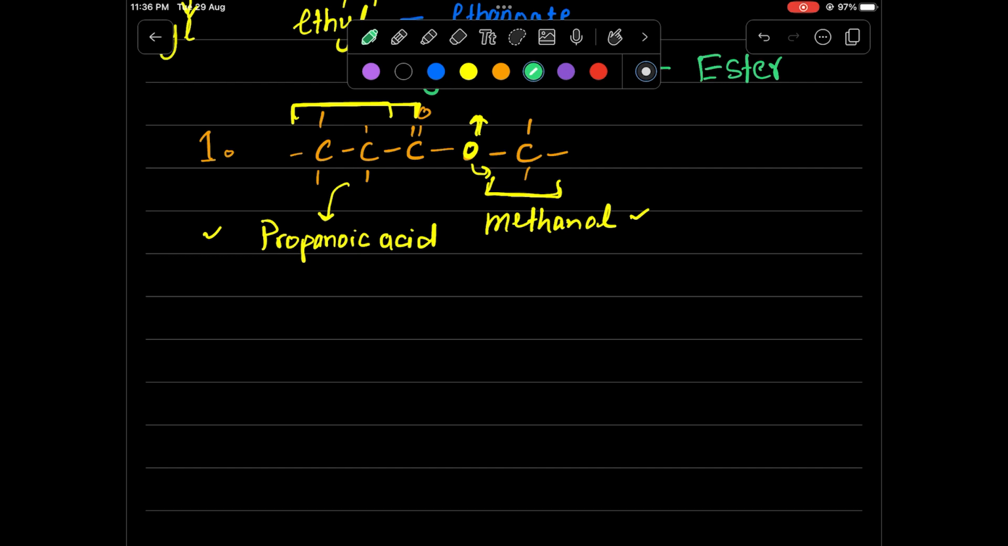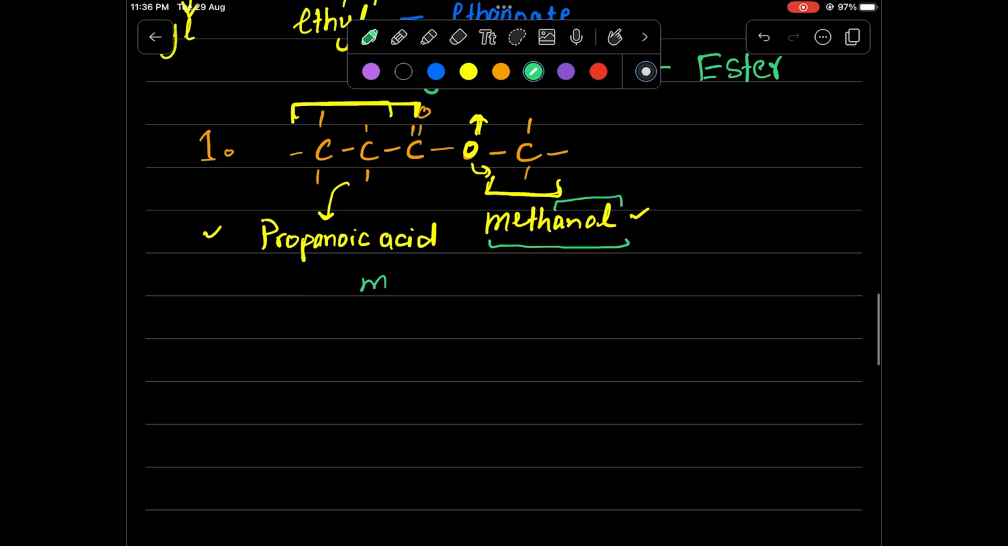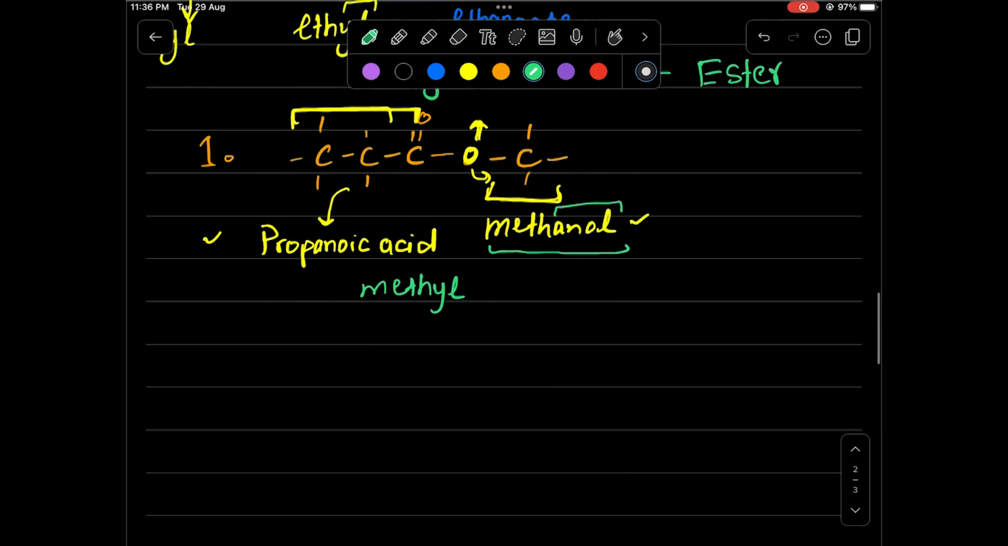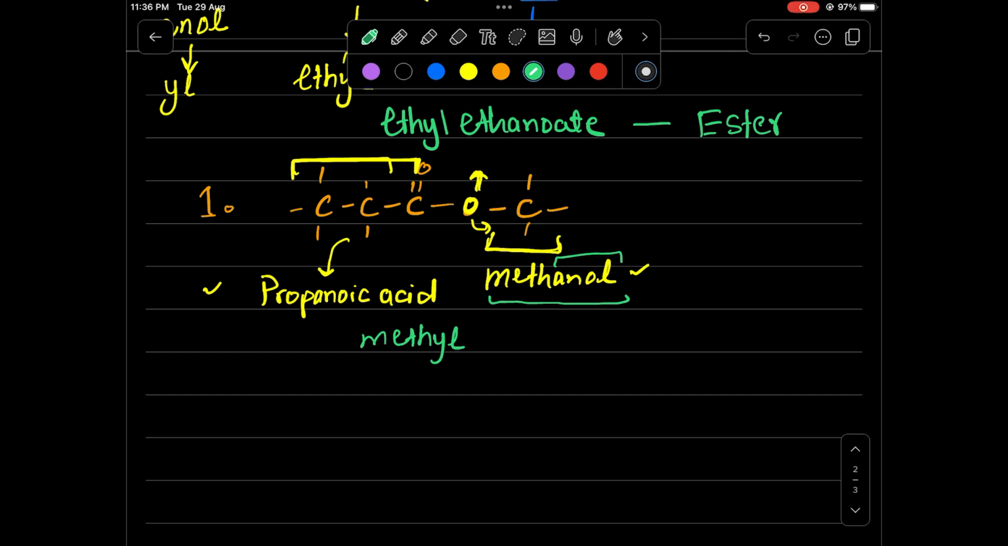So how did I name esters? In the naming of esters, I put the alcohol part first and then the carboxylic acid part. The alcohol part is methanol, so I'm going to remove this anol and replace it with methyl. I explained it over here. Then comes the carboxylic acid part, where I'm going to remove this oic and replace it with oate, right? So methyl propanoate, that's it, no acid after it.